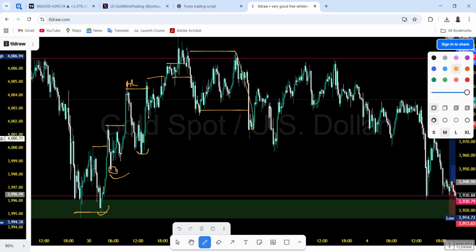Now, that would be an indication for me that we have shifted the trend. We have moved from an upward to a downward trend. So we see the market retracing back and breaking another structure. We see that the market has pushed.